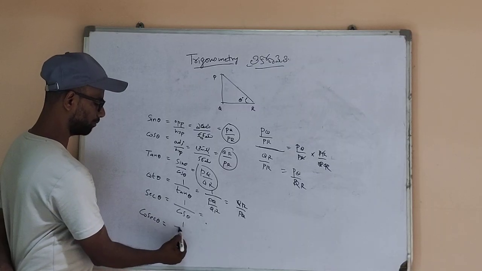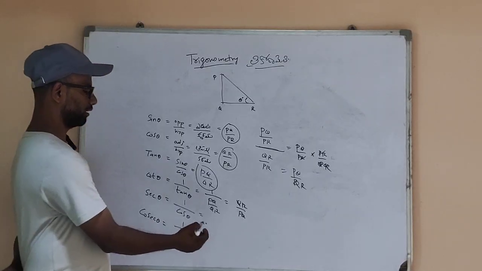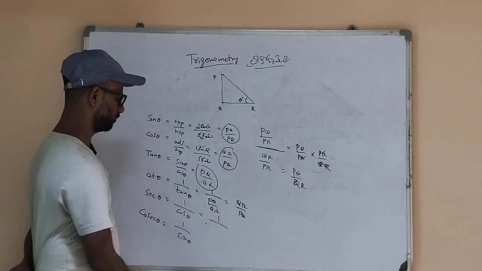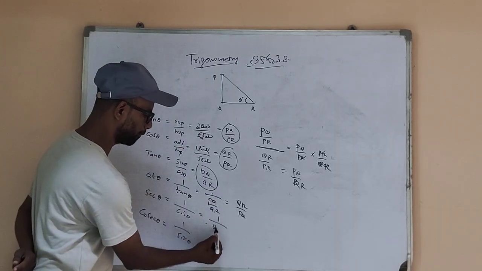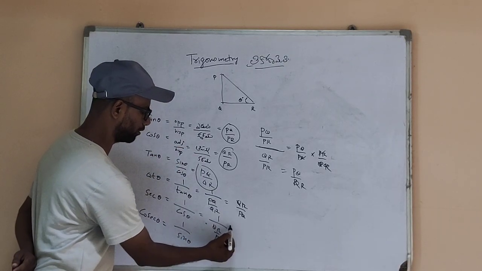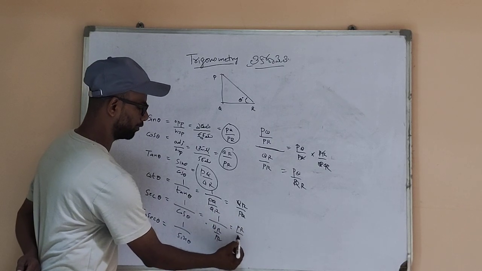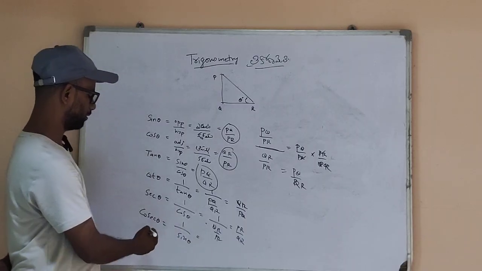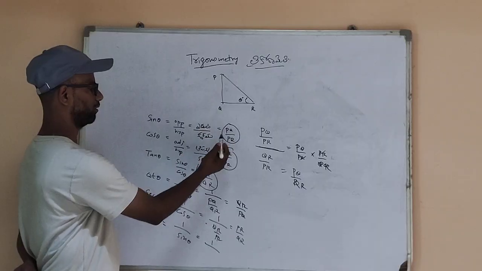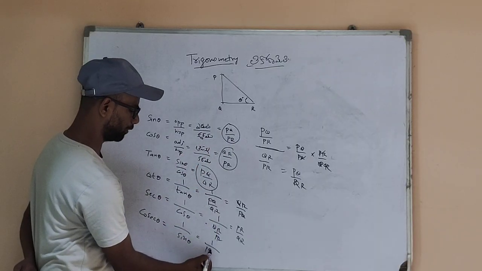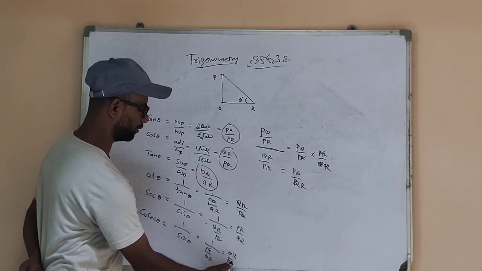Next, cosecant means 1 by sin theta. So secant theta is equal to 1 by cos theta. What do we get for cos theta? QR by PR, so again reciprocal: PR by QR. In the same manner, cosecant theta is 1 by sin theta. Sin theta is PQ by QR, so the reciprocal is QR by PQ.